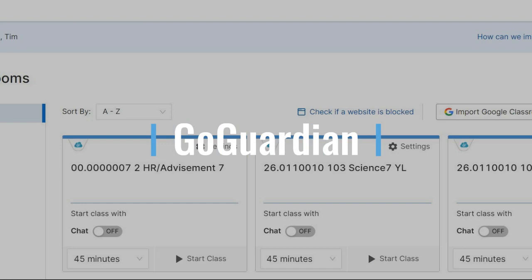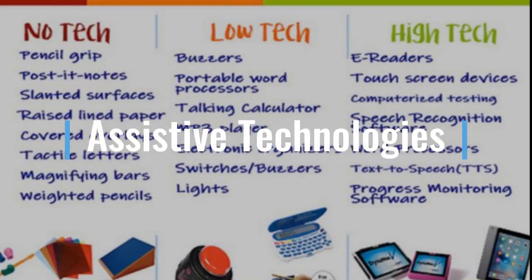Throughout the entire lesson, I will monitor students' progress using GoGuardian, which allows me to see what they're doing. It also allows me to chat with them and provide feedback if needed. Throughout the lesson, all students will have access to e-readers, speech recognition software, and text-to-speech if they need it for assistive technology.